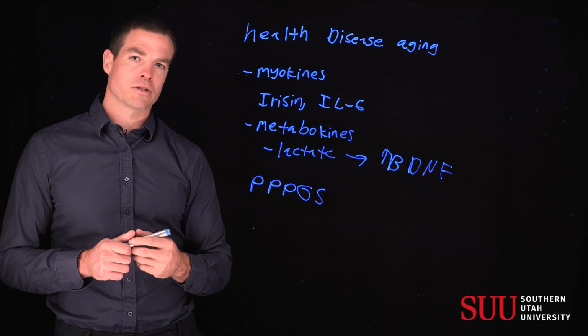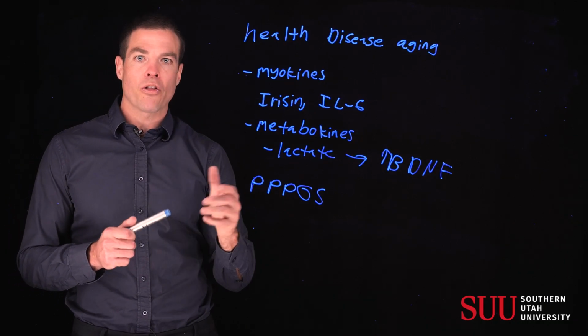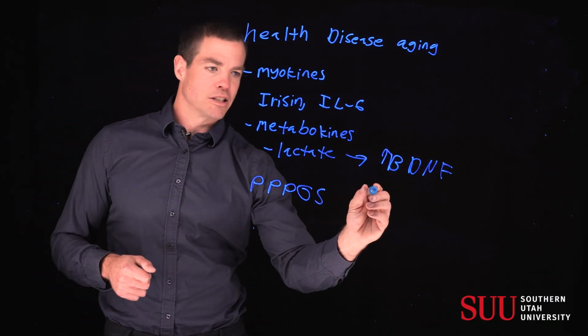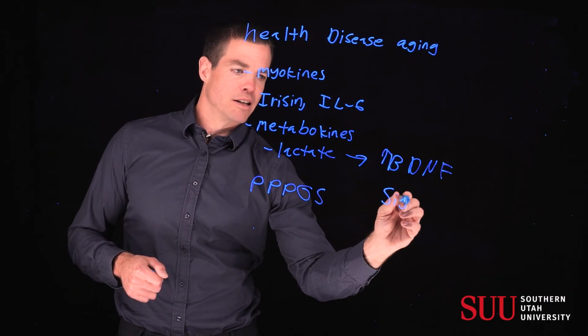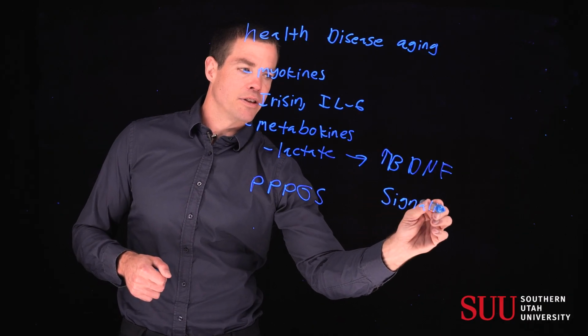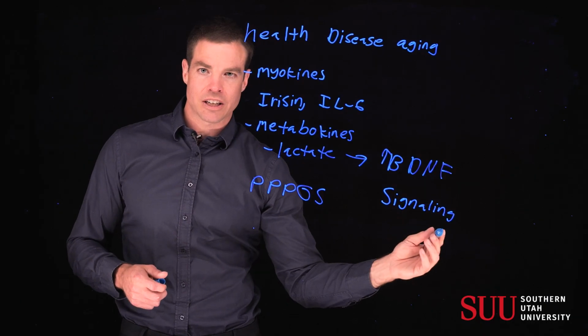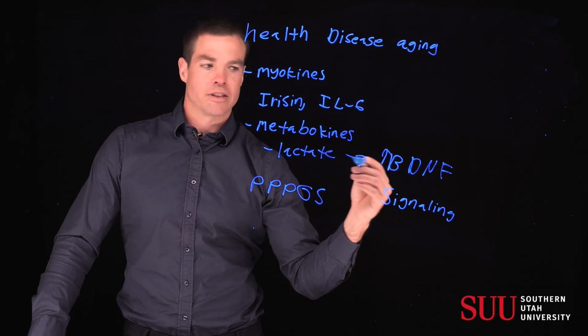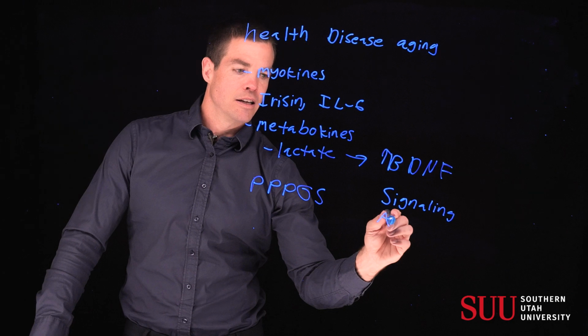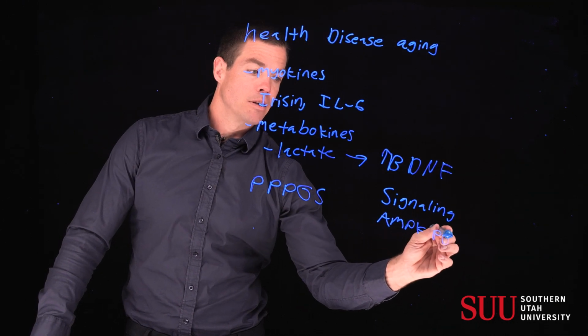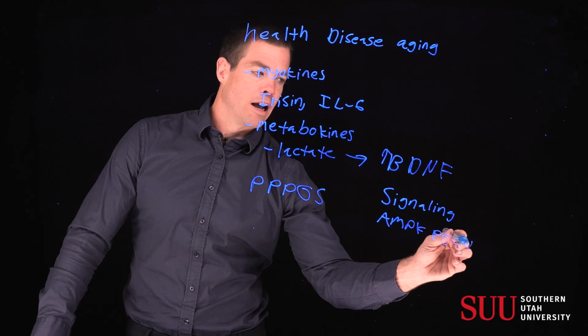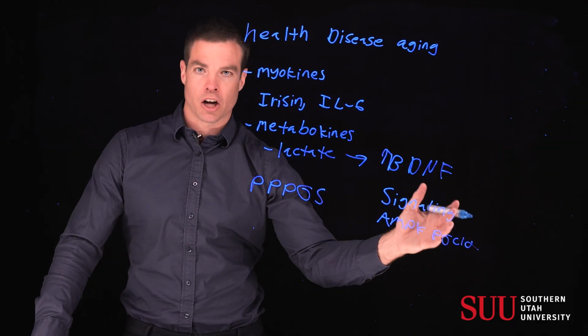Other things that muscles are really important in doing is all the signaling that can happen, right? So we can write over here. Okay, I'll just put signaling. And this is really referring to intracellular signaling. And what we're talking about are things like our AMPK, PGC1 alpha signaling, right? This is important for mitochondrial biogenesis.